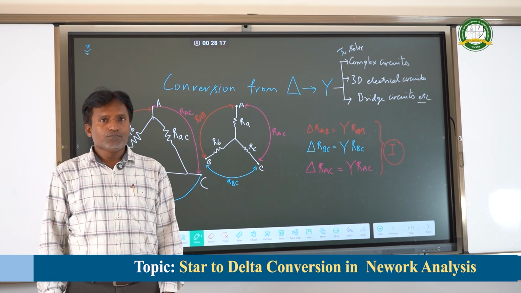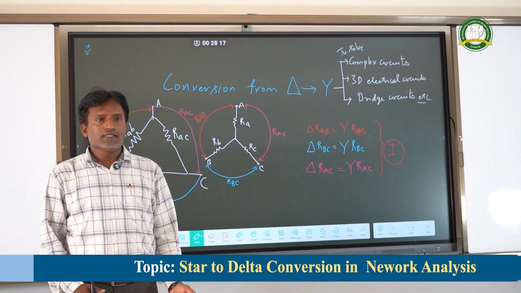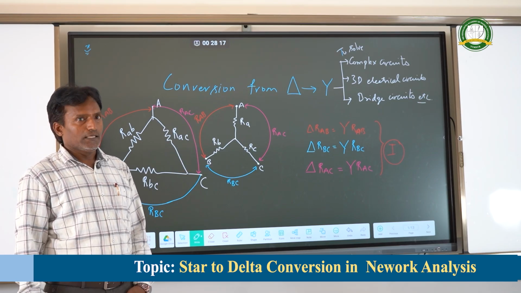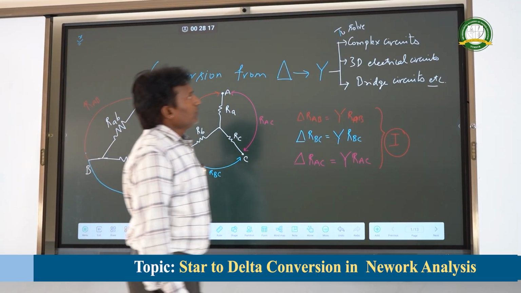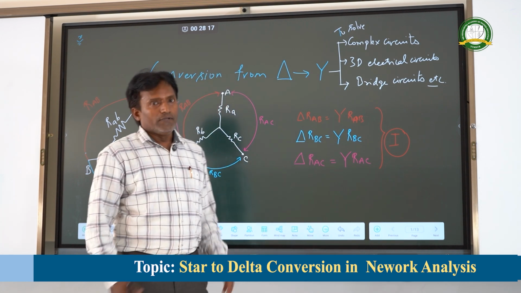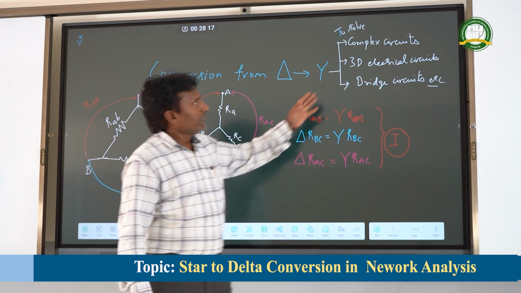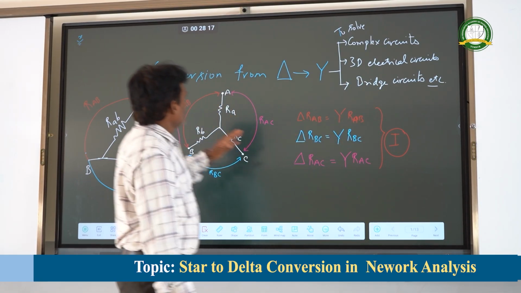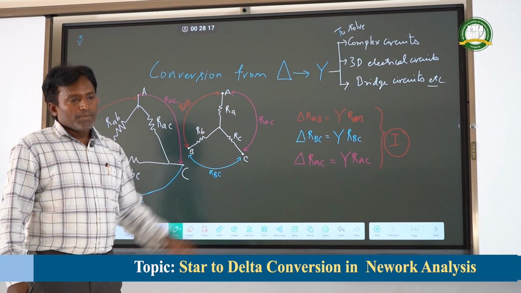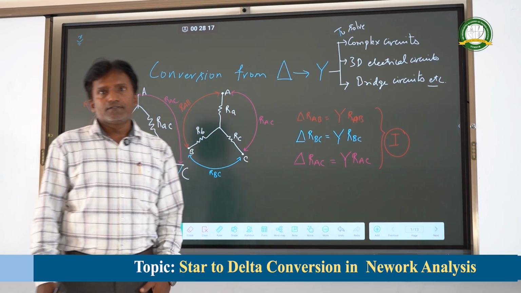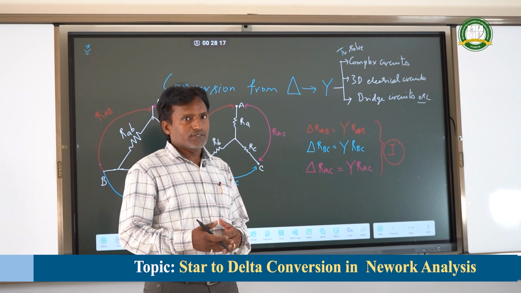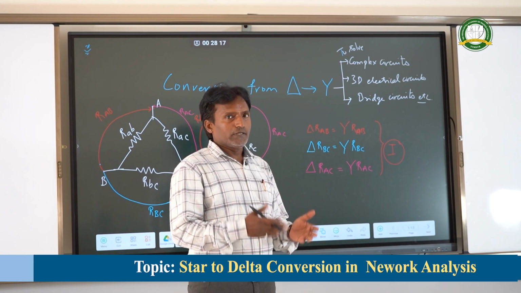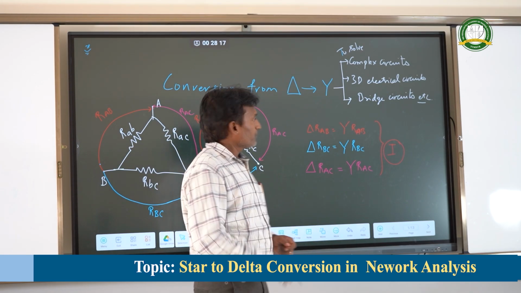Today I will be discussing with you how to do delta to star conversion. Let us see what is the use of conversion from delta to star or star to delta. To solve complex circuits, 3D electrical circuits and bridge circuits, we have to use conversion from delta to star. Simply using series or parallel circuits to find the effective resistance is not enough. For complex circuits, we need delta to star and star to delta conversion. That is why I have taken this topic.